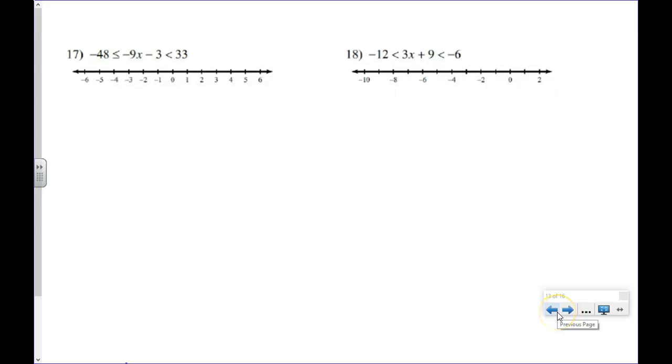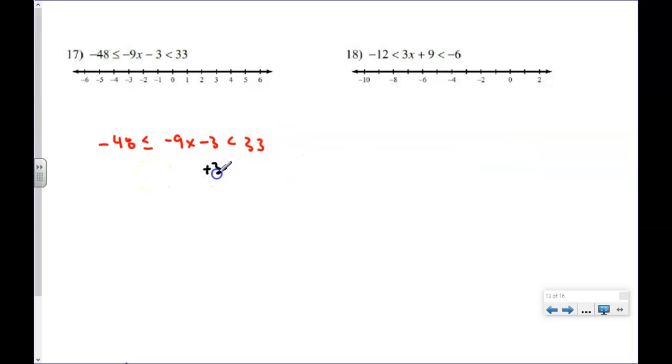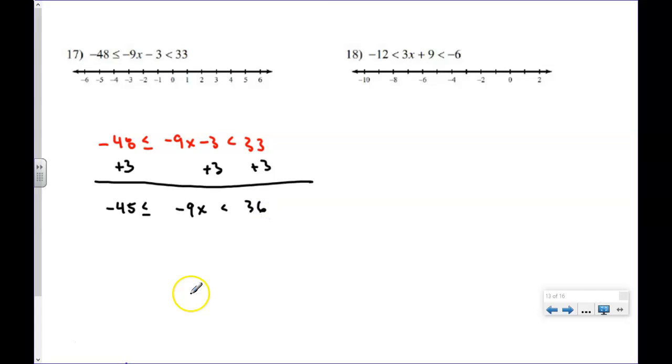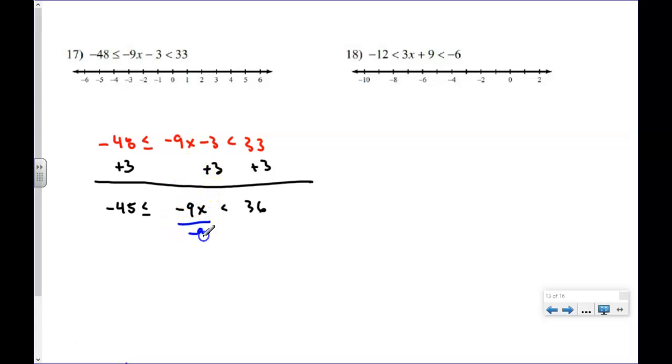Let's look at 17. Okay. I got negative 48 is less than or equal to negative 9x minus 3, which is less than 33. All right, so we do want to add 3 to both sides. So those two cancel. I'm left with negative 45 is less than or equal to negative 9x, which is less than 36. And then we want to get rid of that negative 9. So the way we're going to get rid of that negative 9 is because it's being multiplied, we're going to divide. So we're going to divide everything by negative 9. So you guys end up with 5. And because we're dividing by a negative, we have to flip the sign. So 5 is greater than or equal to x, which is greater than negative 4.